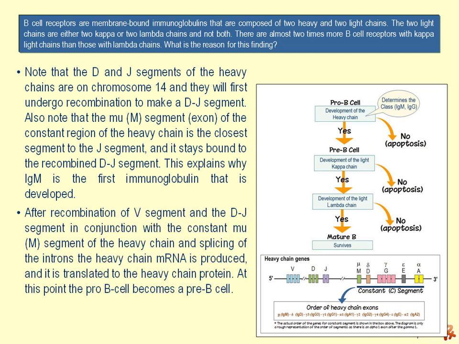After recombination of V segment and combined DJ segment in conjunction with a constant mu segment of the heavy chain and splicing of the introns, means the segments that we don't need anymore on the heavy chain, now we make our messenger RNA. And then it is translated to a heavy chain protein. At this point, the pro-B cell is officially a pre-B cell.